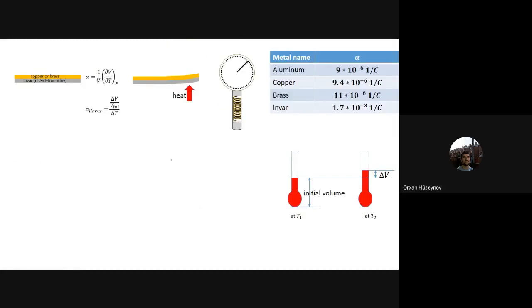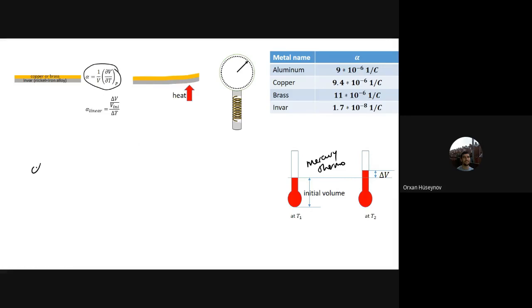Thermal expansion can be the easiest one, which is very famous. Even at your home, you have the mercury thermometer. Here, the volume change of the material is sensitive to temperature, and that volume change of the material or substance is linearly proportional to temperature. That volume change is measured by this coefficient, alpha.